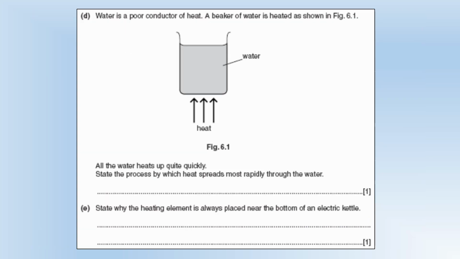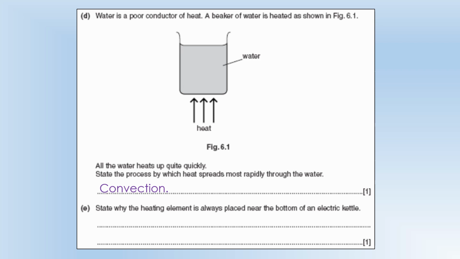Water is a poor conductor of heat. A beaker of water is heated as shown. All the water heats up quite quickly. State the process by which heat spreads most rapidly through the water. That's going to be convection. In liquids, convection is the dominant energy transfer method.